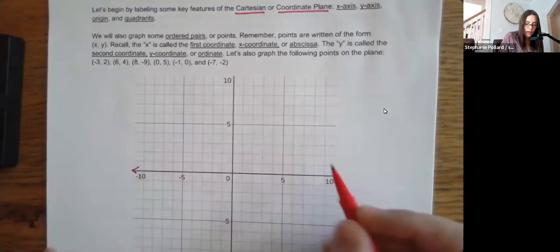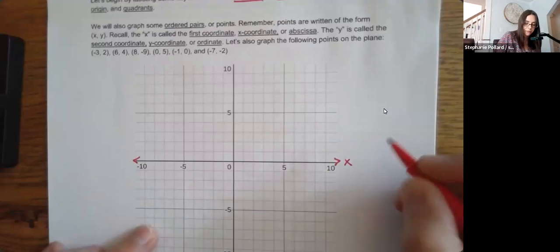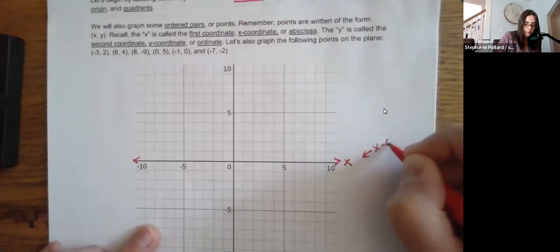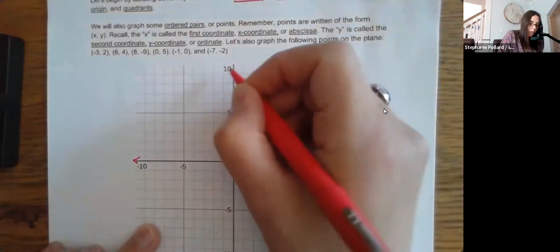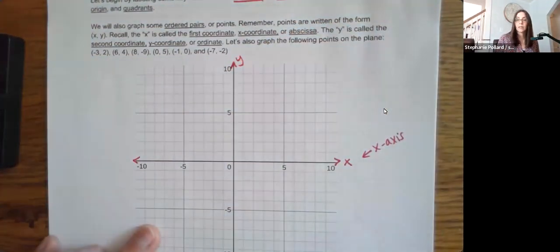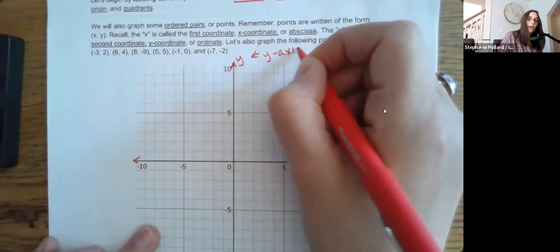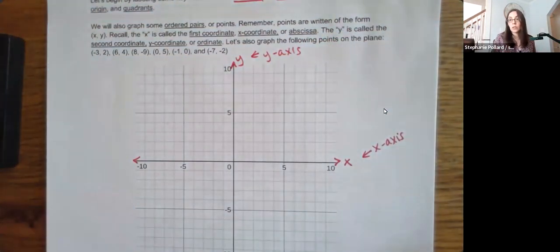If you use X and Y for your variables, your X axis is the one that runs horizontally. And then your Y axis is the one that runs vertically. So we usually label those as X and Y. But you could use any variable you really want to, as long as they're labeled. X and Y just tend to be the most popular ones.